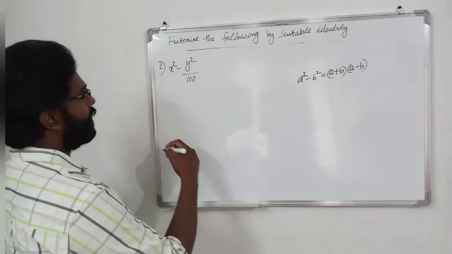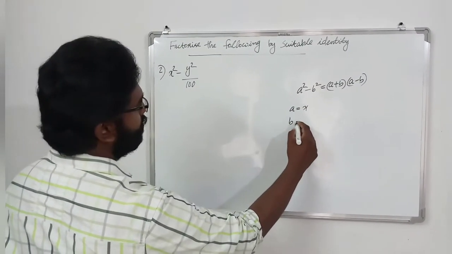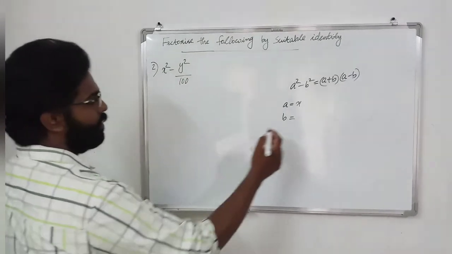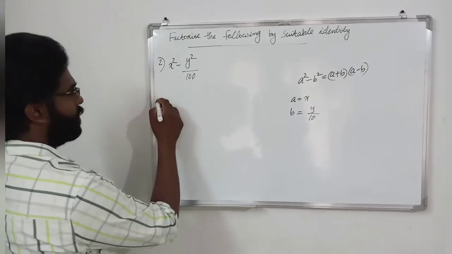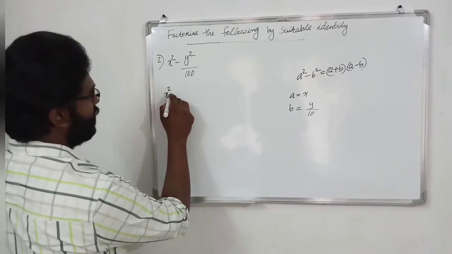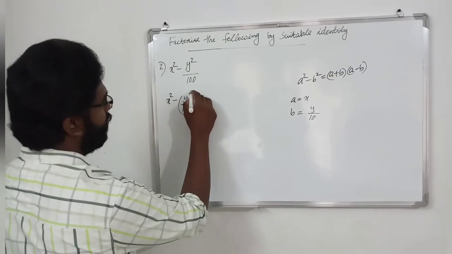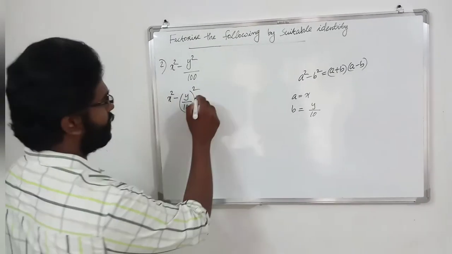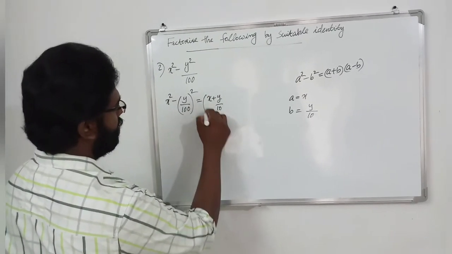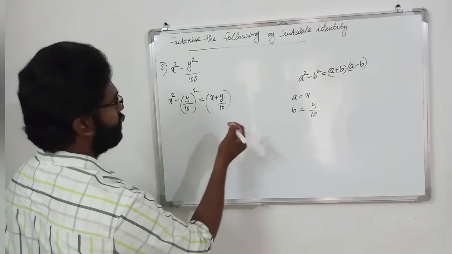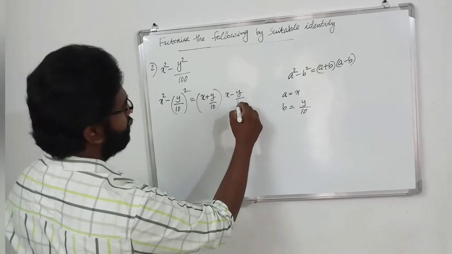So first we find a and b here. Here a equal to x and b equal to y square by 100. The root of y square is y, root of 100 is 10, so b is y by 10. So next we can write this as x square minus y by 10 the whole square, a square minus b square, which is equal to a plus b into a minus b.